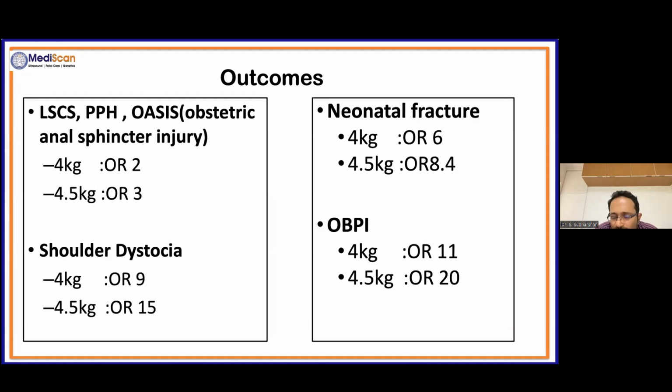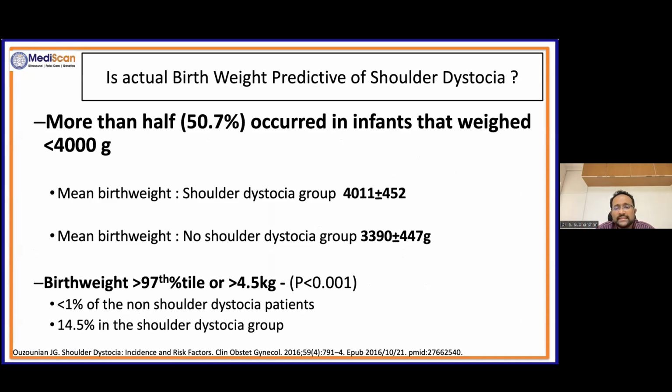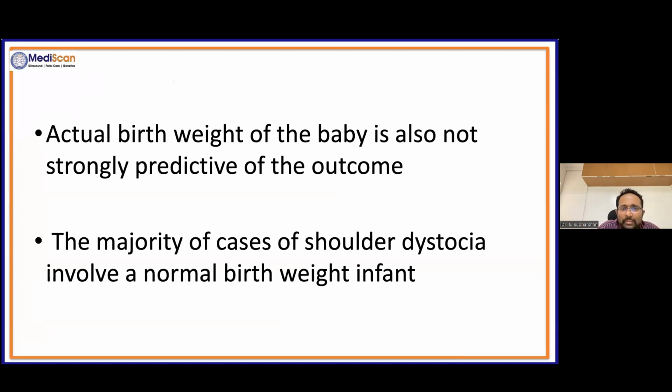But the concern is that the risk of shoulder dystocia is around 9 times the odds and 15 times the odds. But what this paper again gave us was that, though macrosomic babies are more prone to these complications, more than half of the pregnancies with shoulder dystocia actually occurred in infants that weighed less than 4 kilograms, which means these babies had a very disproportionate development of subcutaneous fat tissue in the subscapular plane, which made delivery difficult. So the actual birth weight of the baby is not very predictive of the outcome.